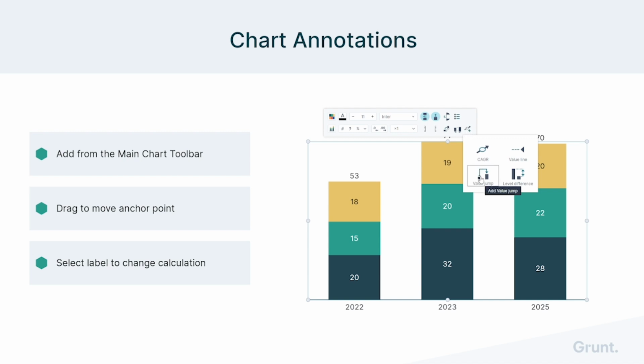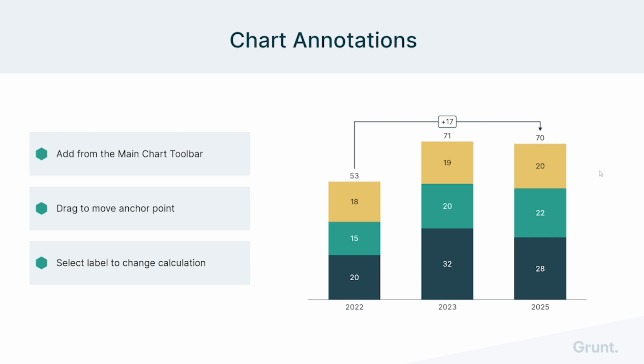Let's go ahead and insert a value jump to get started. You'll see that by default, it inserts the value jump from the leftmost column to the rightmost, but you can always drag to move the anchor points. For example, maybe we want to change this one to start in 2023. We can do so like that. We can also move this one to whichever placeholder we like. Pro tip, if you double click on this arrow, it will reverse the direction, like so.